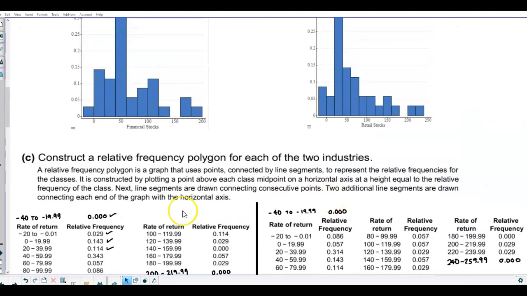So now we want to construct a relative frequency polygon for each of the two industries. A relative frequency polygon is a graph that uses points connected by line segments to represent the relative frequencies for the classes. It is constructed by plotting a point above each class midpoint on a horizontal axis at a height equal to the relative frequency of the class. Next, the line segments are drawn connecting consecutive points, and then 2 additional line segments are drawn connecting each end of the graph with the horizontal axis.